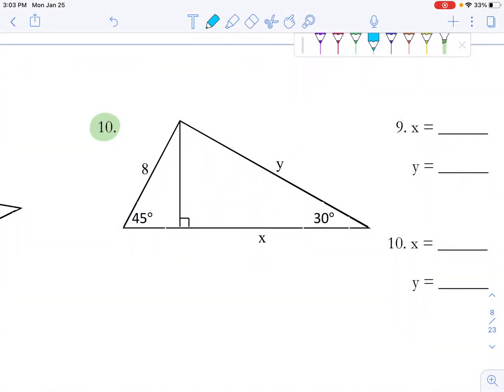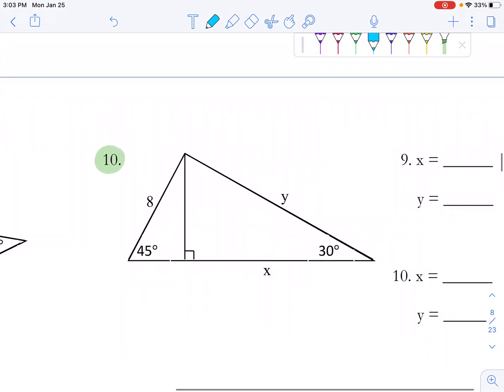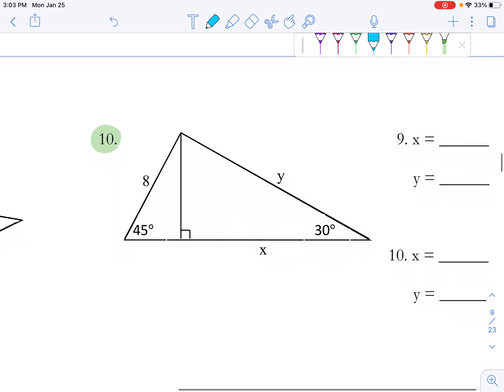Hey guys, one last question I wanted to go through was actually on worksheet 5, number 10. So this one had our 45, 45, 90 and 30, 60, 90 triangles attached to each other. So how do we go about solving these?